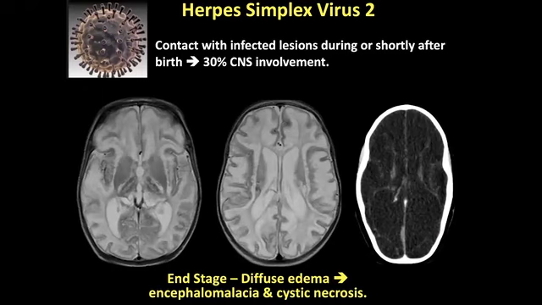If this happens, 30% of them will get CNS involvement, and unfortunately, it's got an 80% mortality rate. So they do very, very badly. And if they do survive, the end stage is usually diffuse edema with encephalomalacia and cystic necrosis. So even though it has an 80% mortality rate, it's an important thing to differentiate when you have got a patient that's got multifocal bilateral involvement that looks like it may be infarcts.